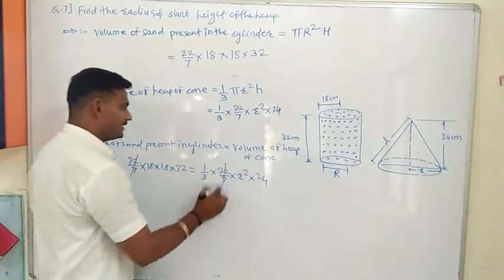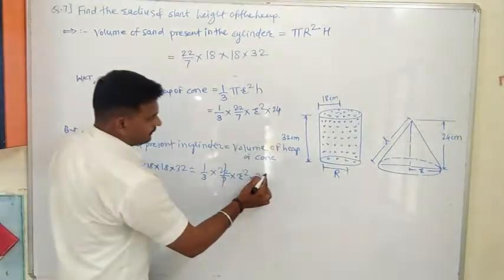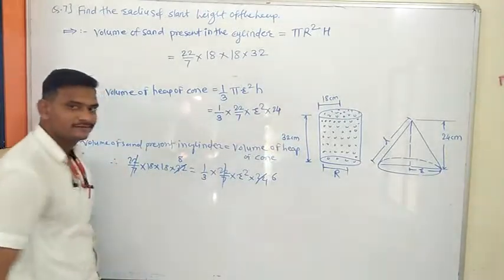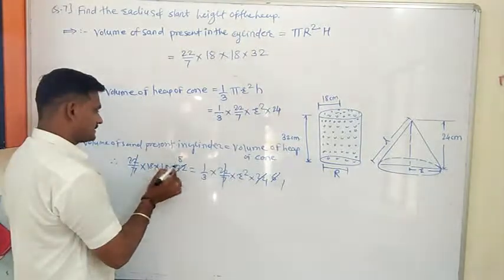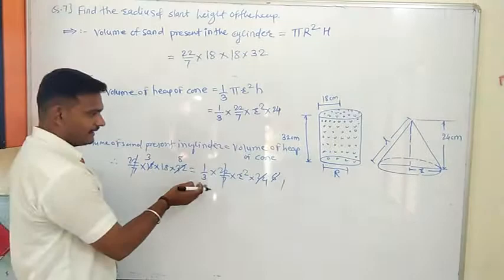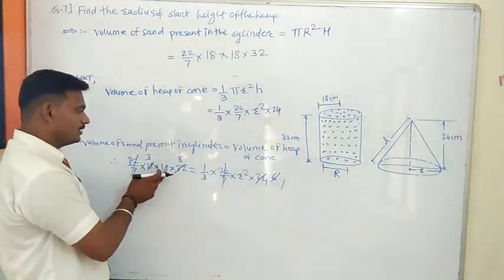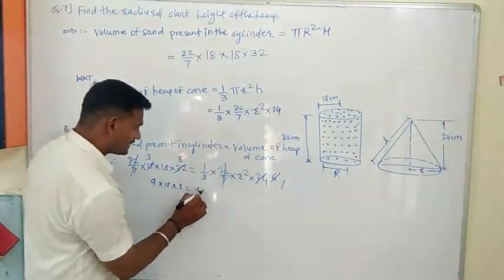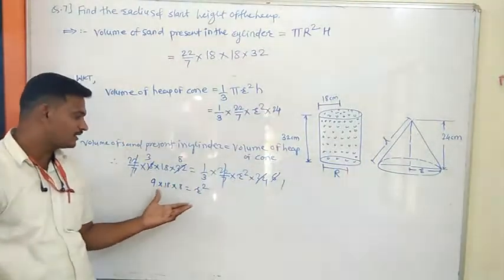Now see here, this 22 by 7 gets cancelled. 4 6 are 24. 4 8 are 32. 6 3 are 18. Send this 3 towards this side, it will go in multiplication: 3 into 3 is 9. So 9 into 18 into 8 is equal to r square, we got.